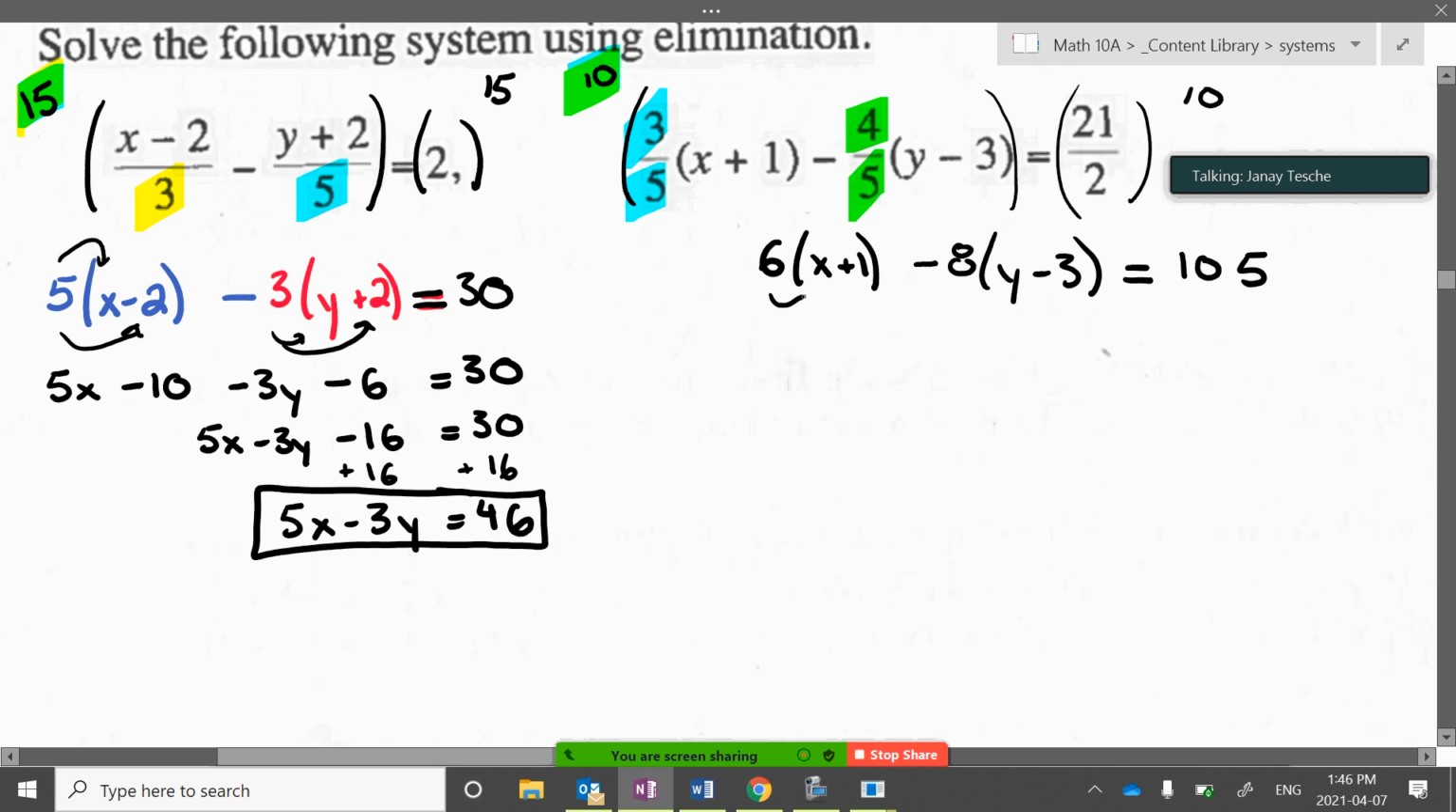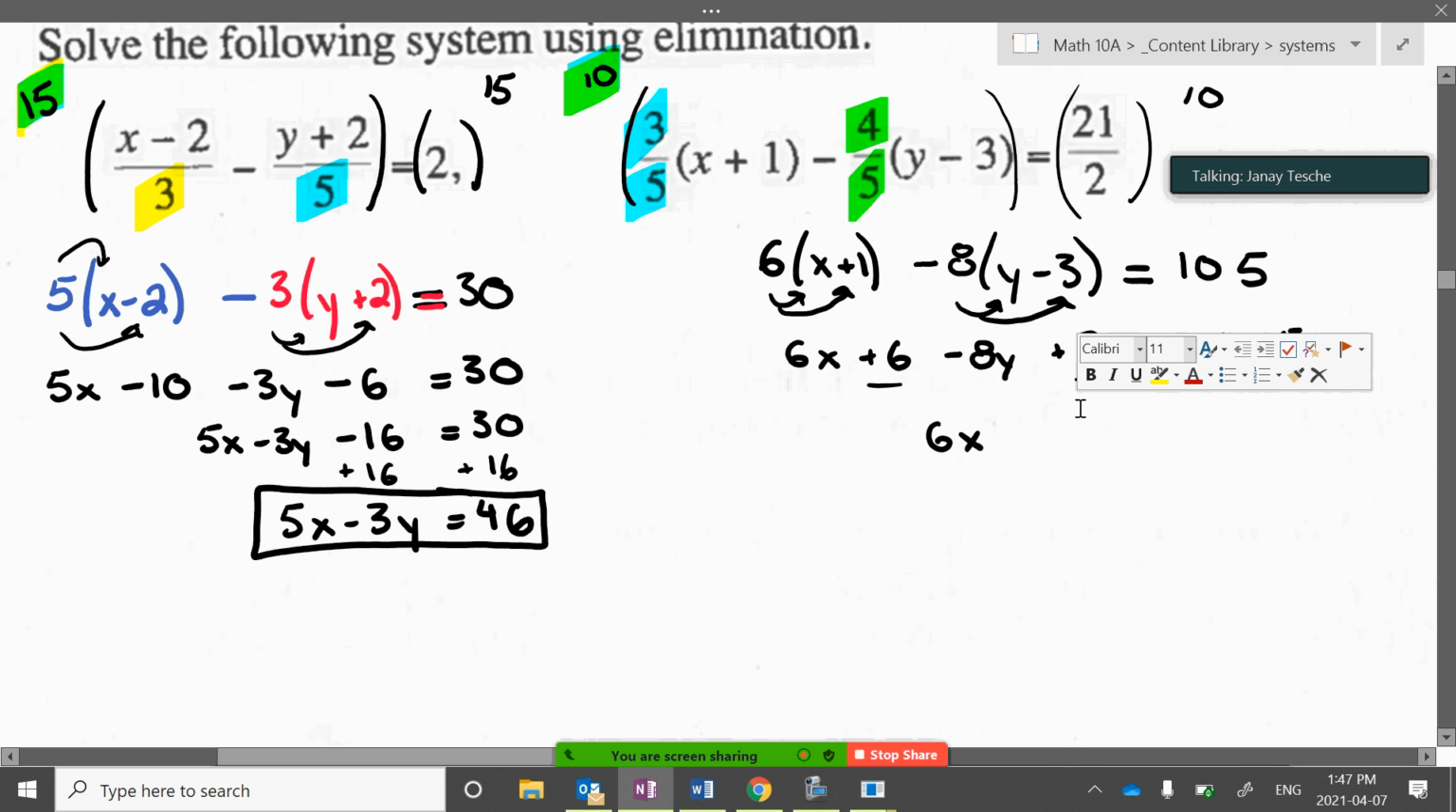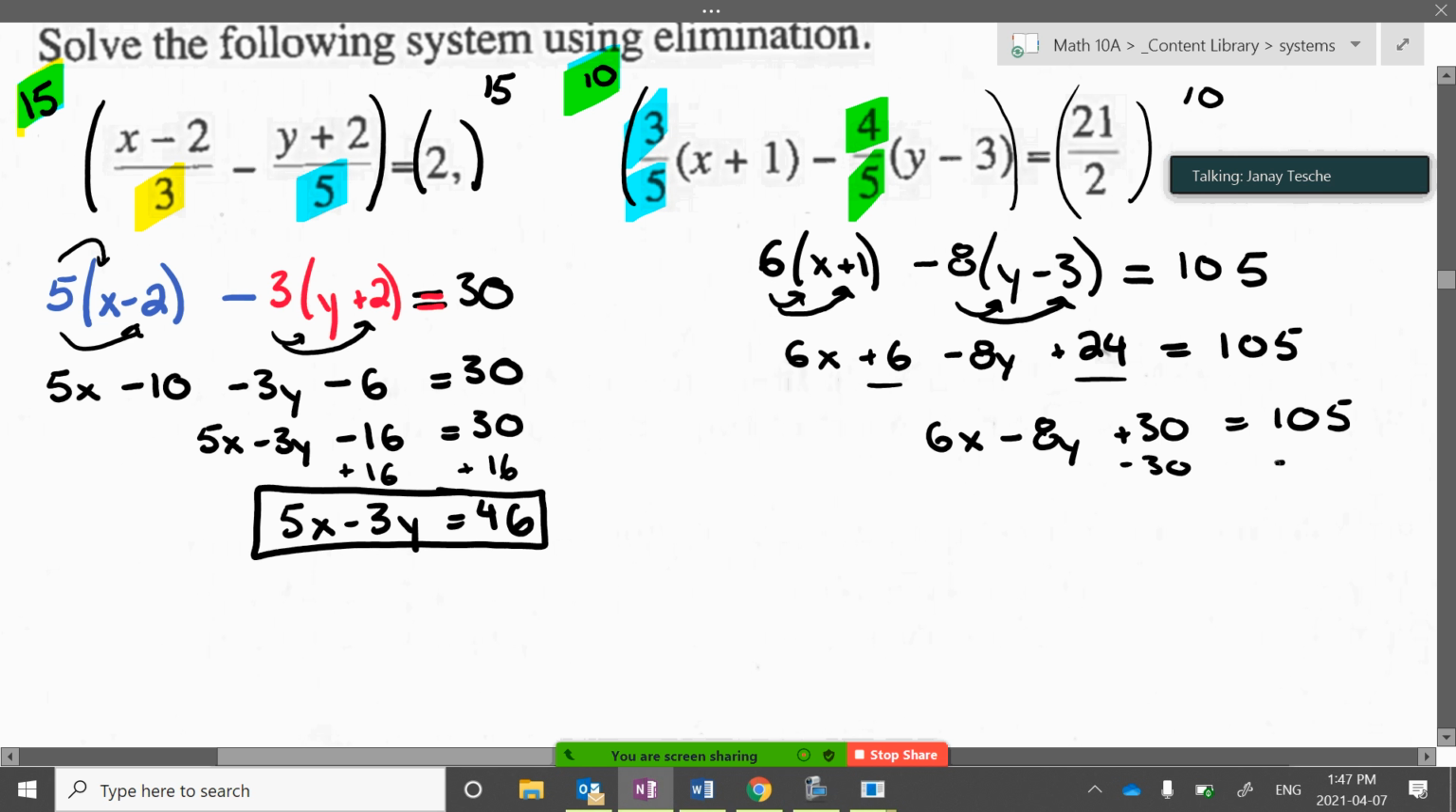Okay, so let's continue. So I have to do distributive property, and then I'm going to combine like terms. So I get 6x plus 6 minus 8y plus 24, a negative times a negative. My 6 and 24, I can combine those like terms. So then I get 6x minus 8y plus 30 equals 105. And I'm going to subtract 30 from both sides. So now I have 6x minus 8y equals 75.